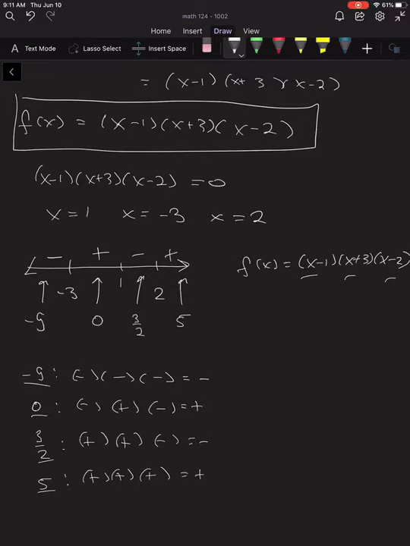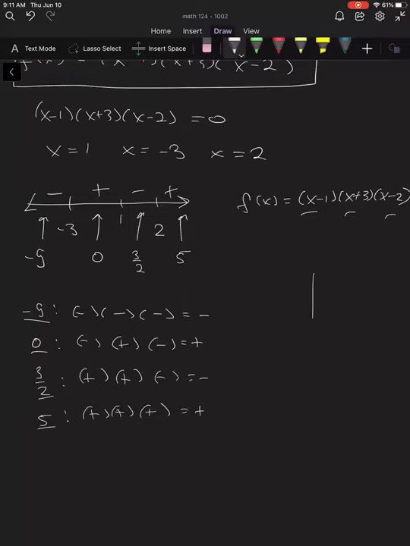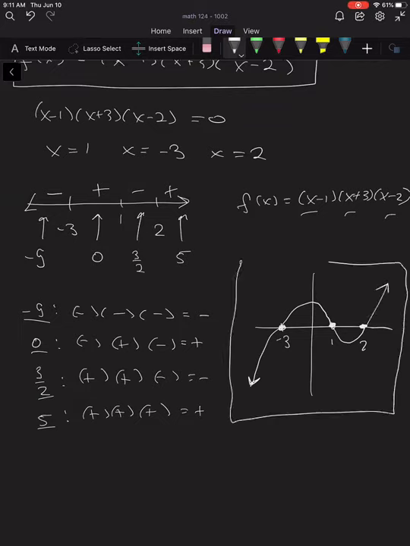Okay, and now with that, we were able to make our graph. Put our zeros down here. We had -3, we had 1, then we had 2. We look back to our number line. To the left of -3, it's negative, so it goes down. In between -3 and 1 was positive, so it goes up, and comes back down. In between 1 and 2 is negative, so it goes down, and comes back up. And to the right of 2 is positive, so it goes up. That will be the graph for this one.